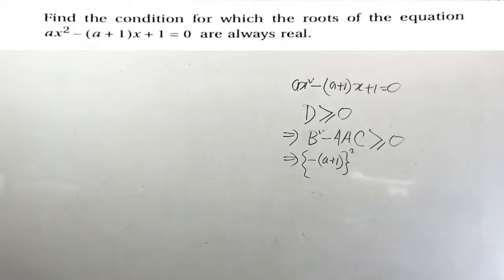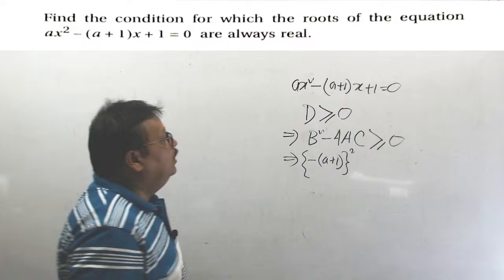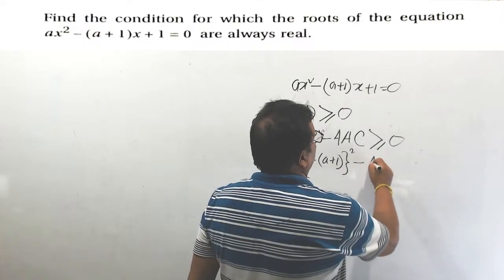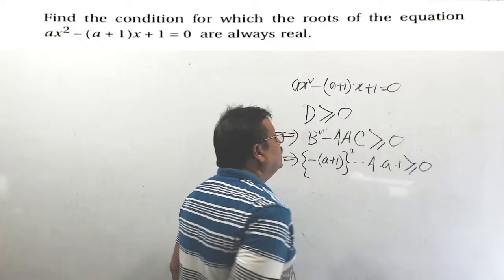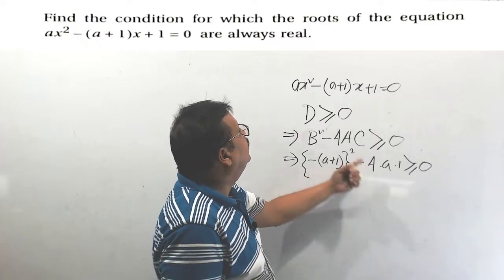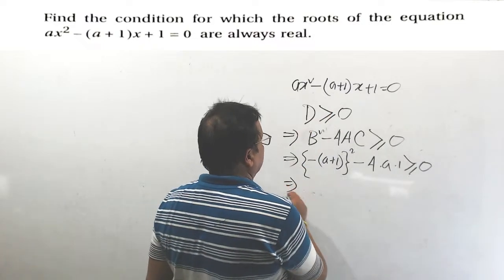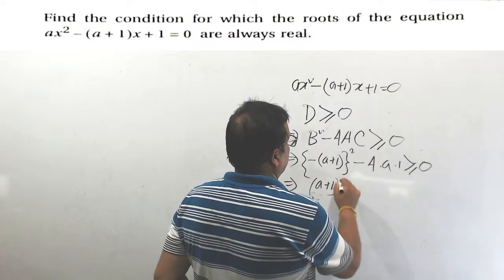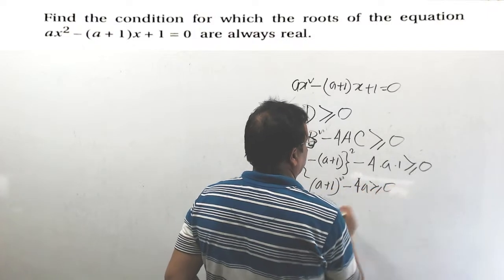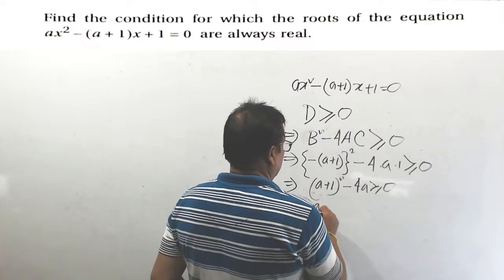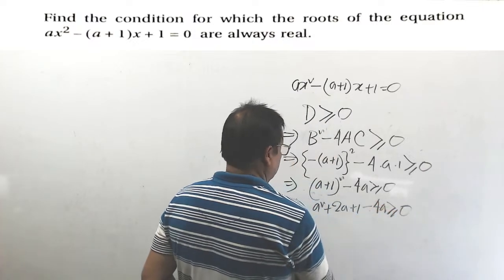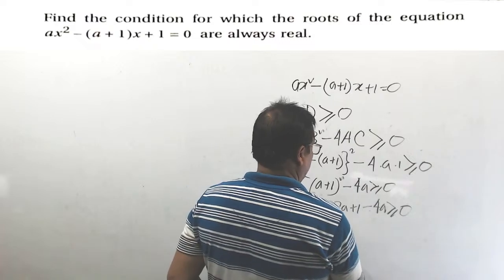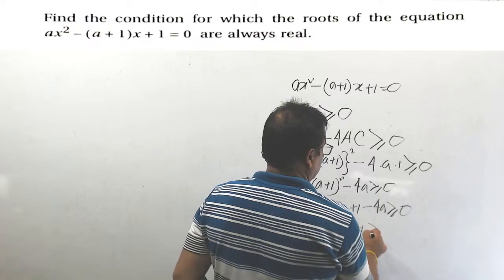Now, b square minus 4 into a into c. What is a? a is a here. What is c? c is 1. Greater than or equal to 0. Now simplify this. This equals (a plus 1) whole square minus 4a greater than or equal to 0. This implies a square plus 2a plus 1 minus 4a greater than or equal to 0. That means a square minus 2a plus 1 greater than or equal to 0.